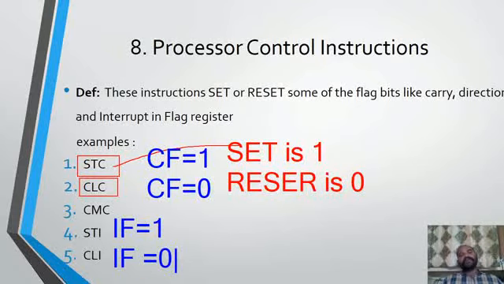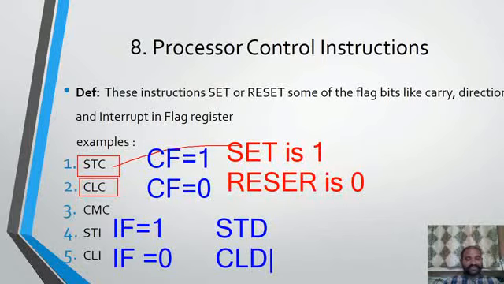So processor control instructions are used to control certain activities, and we go with the set, clear, and complement instructions. Not only this, we have two more instructions, which are STD, set the direction flag, and CLD, clear the direction flag, which is the DF.